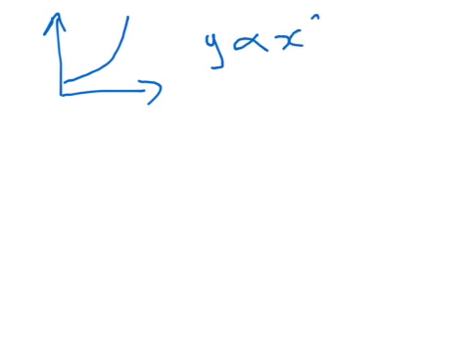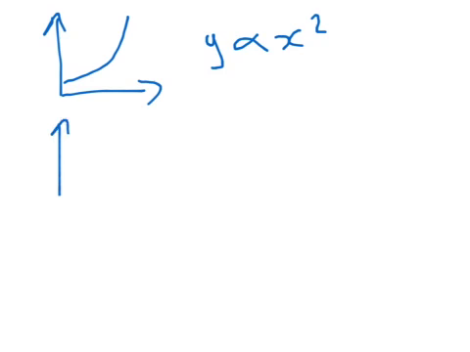So we've got three shapes. We've got that one, which would be y is proportional to x squared. So that's a unique, one of a kind. There's no other possible relationships that could fit that equation.